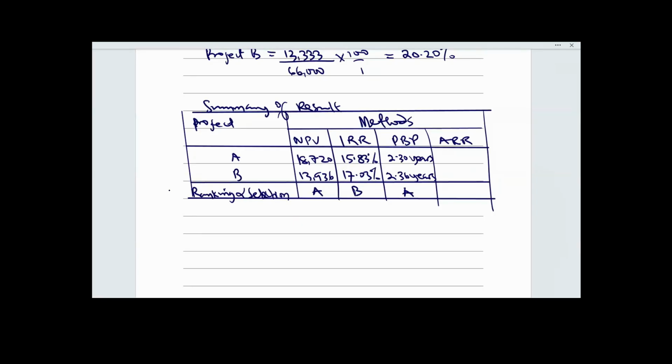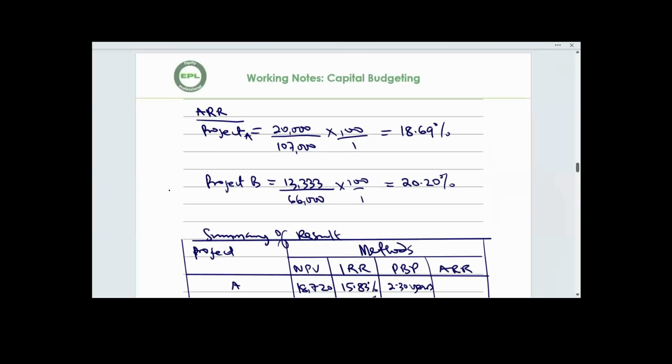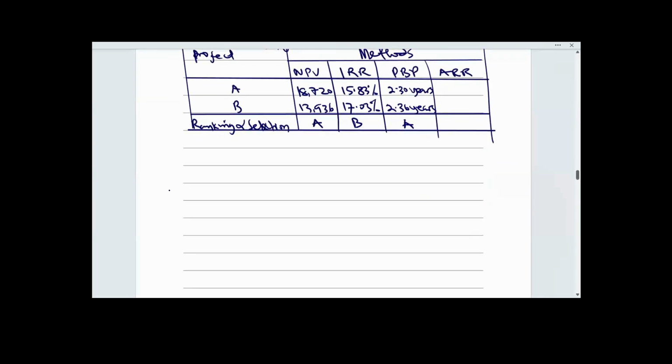Then accounting rate of return, we calculated 18.69% for A, then 20.20% for B. On the basis of accounting rate of return, which of project A or B are we supposed to select? Project B. Project B produced a higher accounting rate of return.